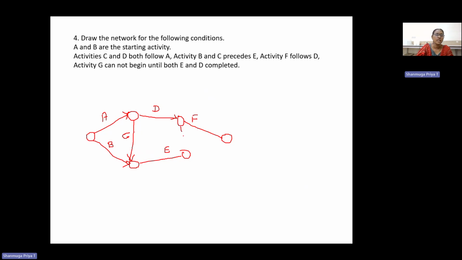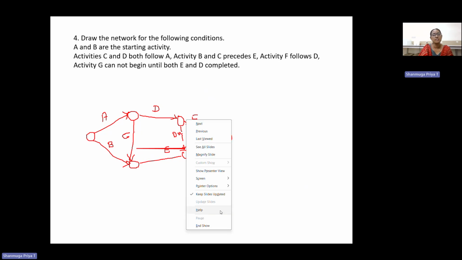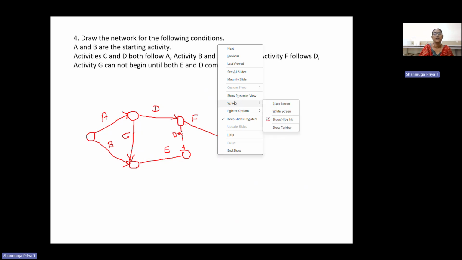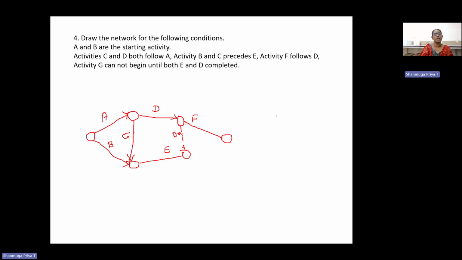Here we want to use the dummy activity. So the dummy activity will be marked with a dotted line. So you can know the dummy conditions. The dummy will be used only when it is extremely necessary. So here the condition is that only when both D and E are completed can the activity G begin. So G cannot begin until E and D are completed. So no other way, we have to mark like this. This is the activity G.